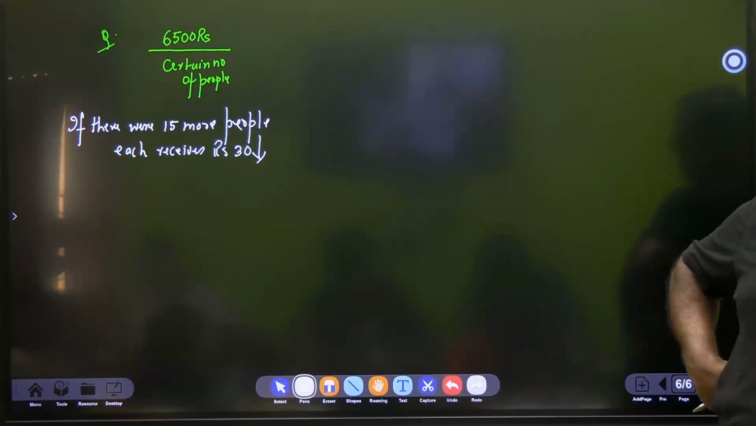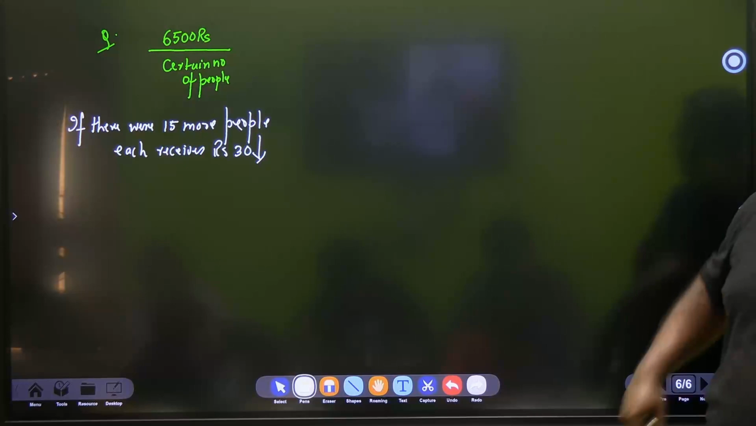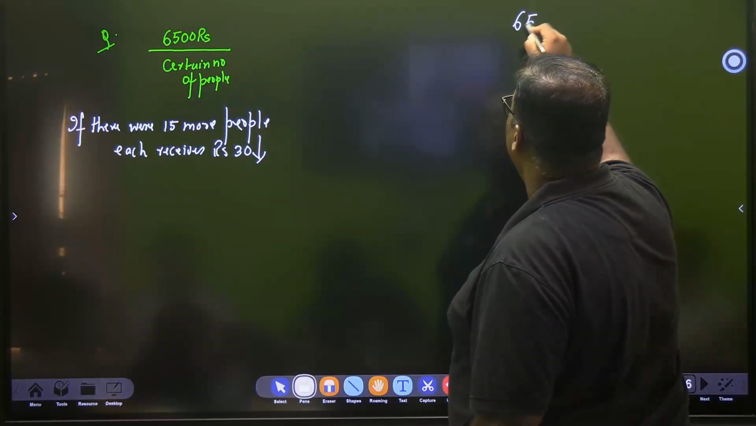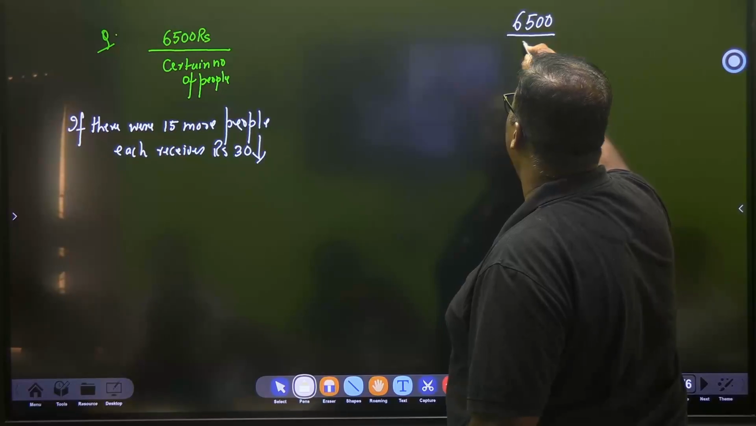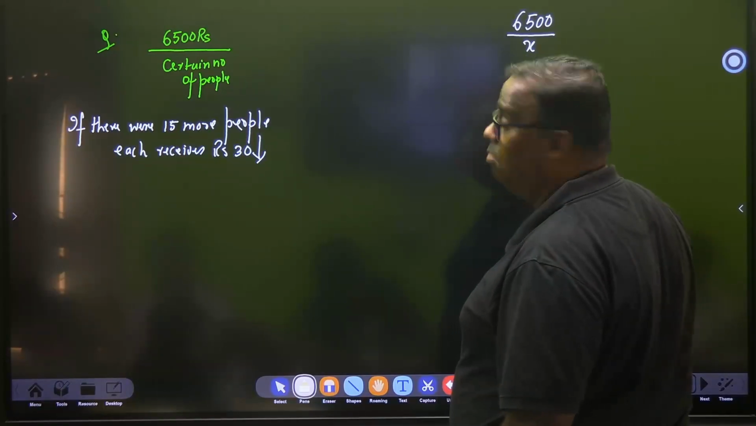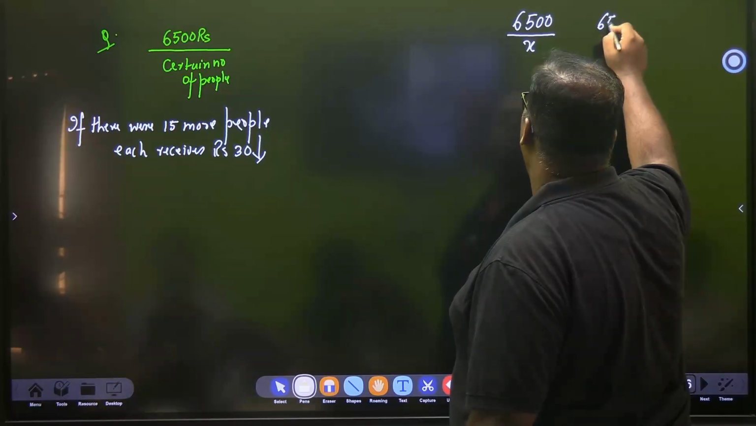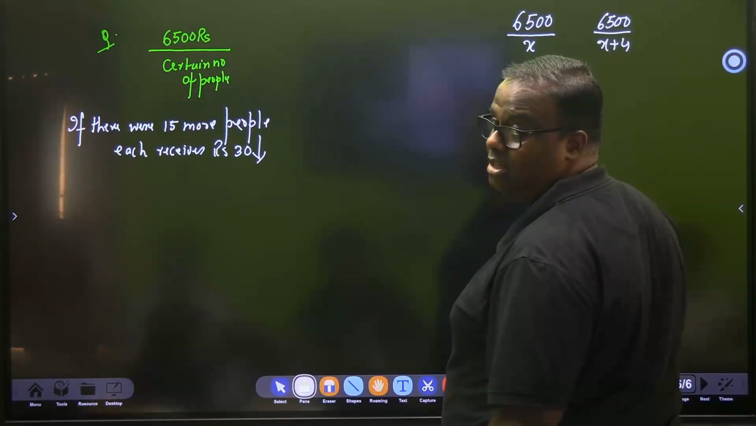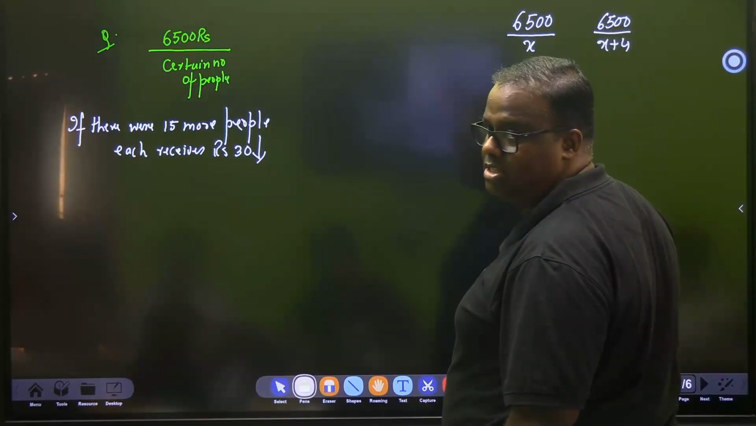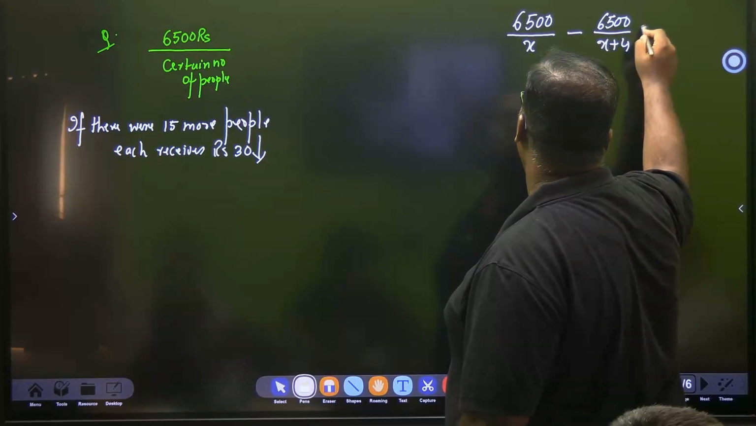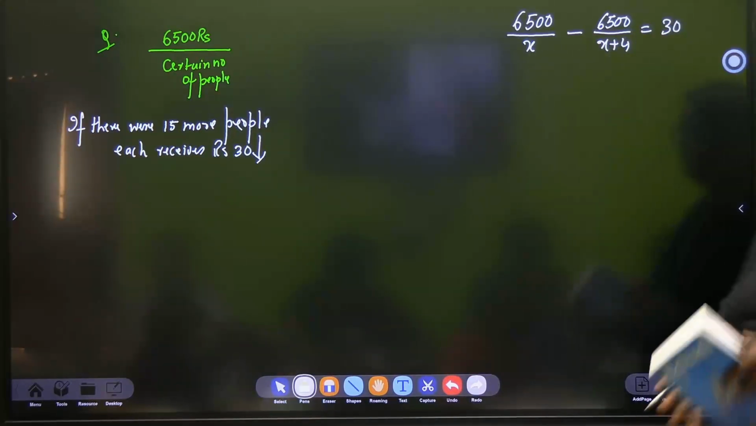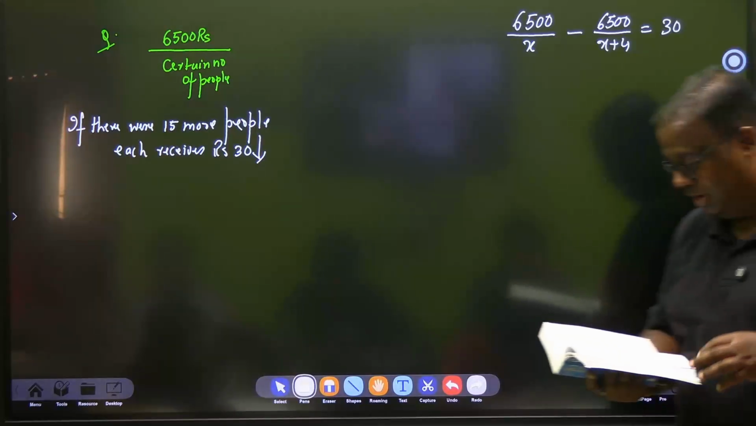Clear? Awesome. Is it understood? Initially, how much money am I getting? Initially, I am getting this much amount of money, but they made my life miserable by bringing 4 more beggars. So the money I get now is less. The difference in the two scenarios is how much? 15 more people.